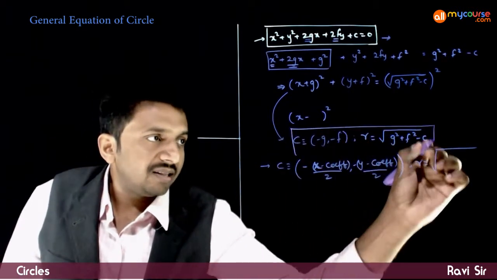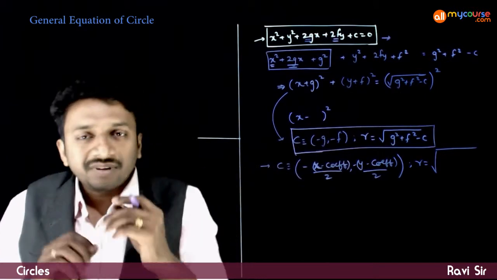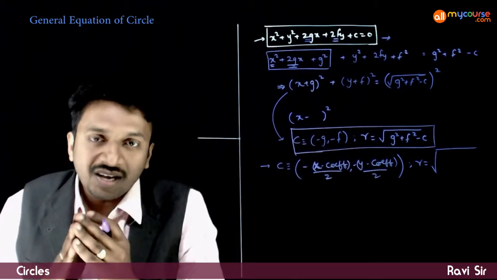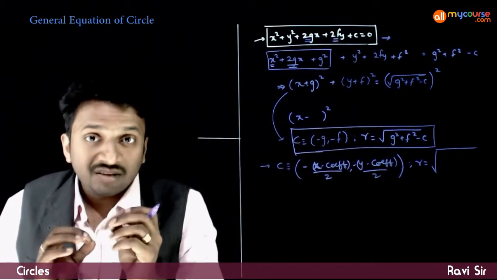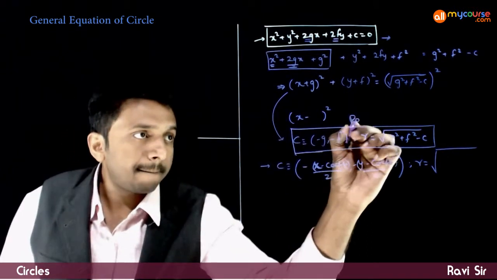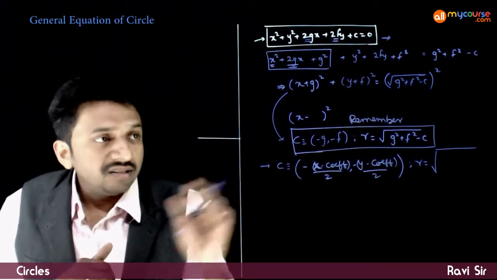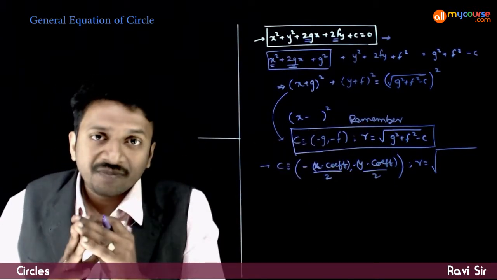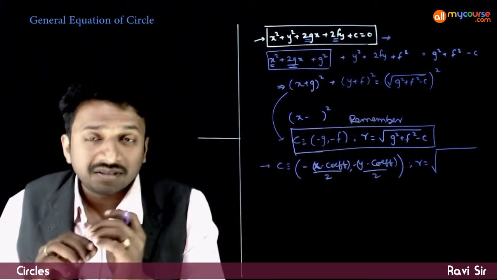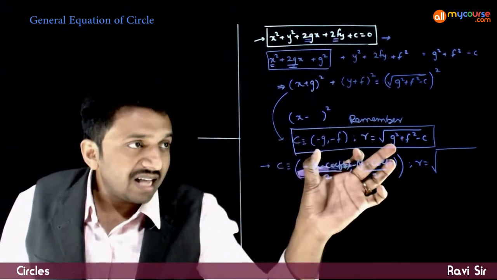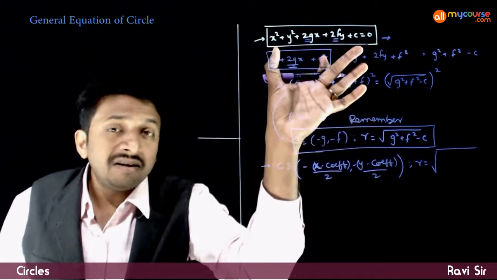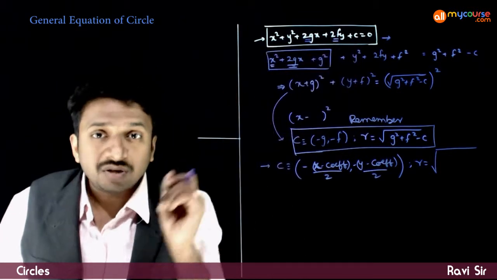So these are the properties of a general equation of circle. These are formulas which you need to remember. You need to commit these to your memory, the center and radius, and just need to remember that these are the properties of the general equation of circle.